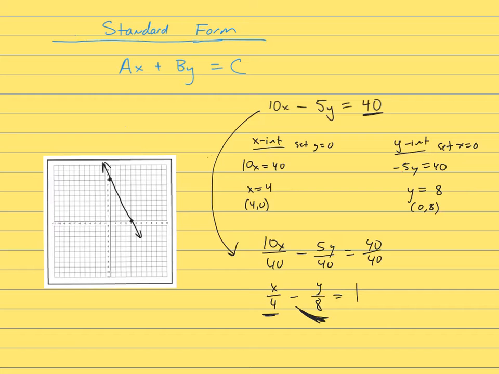Just divide by whatever number's on the right, make it a 1, and that reveals the x and y-intercepts even faster. So we'll see this more when we're doing systems of equations.